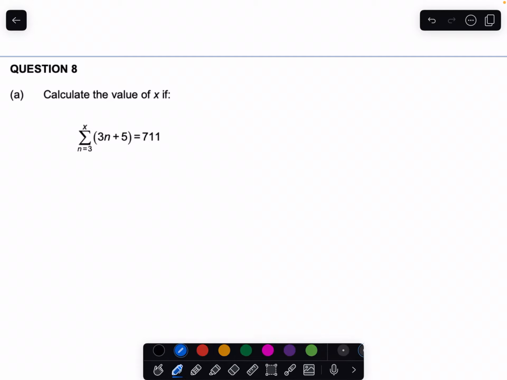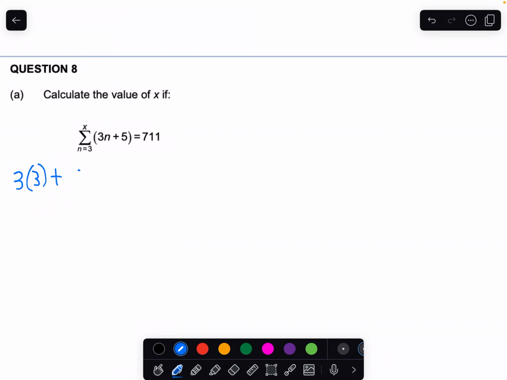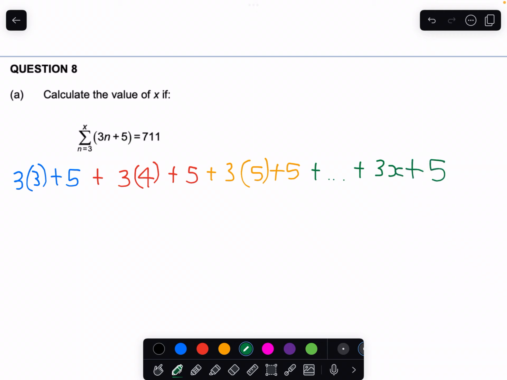Okay, so we want to expand the left hand side. That's going to be 3 times 3 plus 5 as our first term. The next term will be 3 times 4 plus 5. The next term will be 3 times 5 plus 5, and so it will go until we eventually have 3 times x plus 5, and all of that is meant to add up to 711.